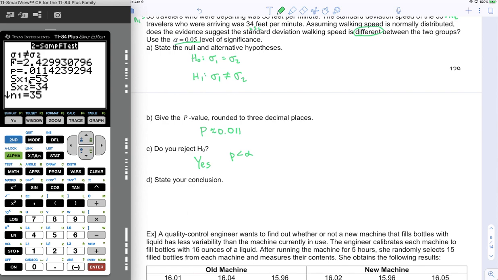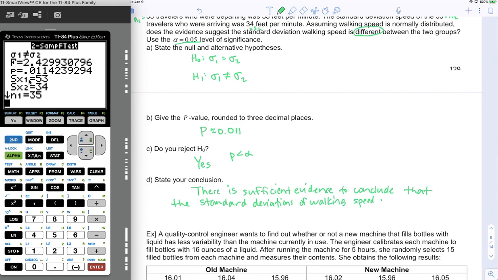So we state our conclusion. There is sufficient evidence to conclude that the standard deviations of walking speed are different between departing and arriving travelers.